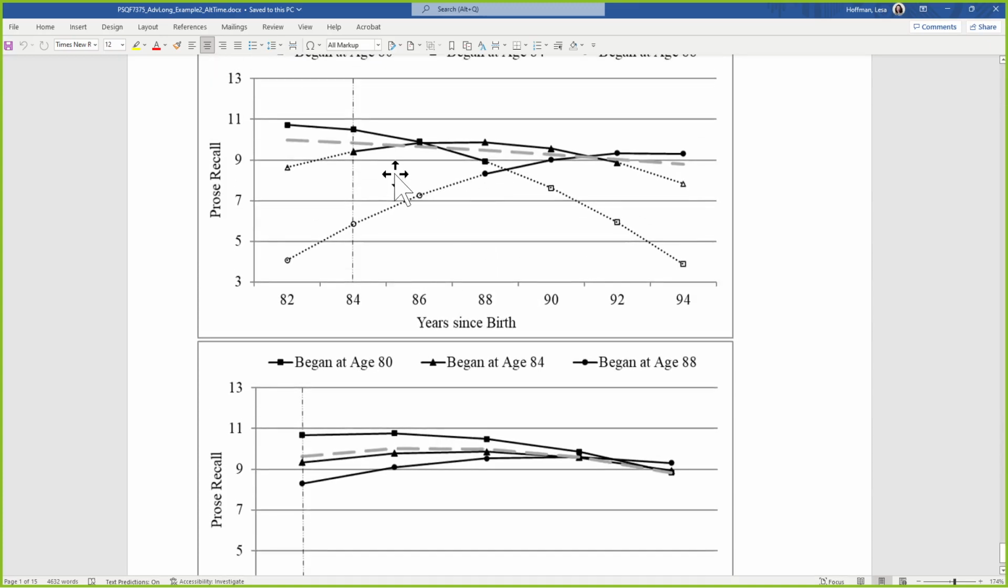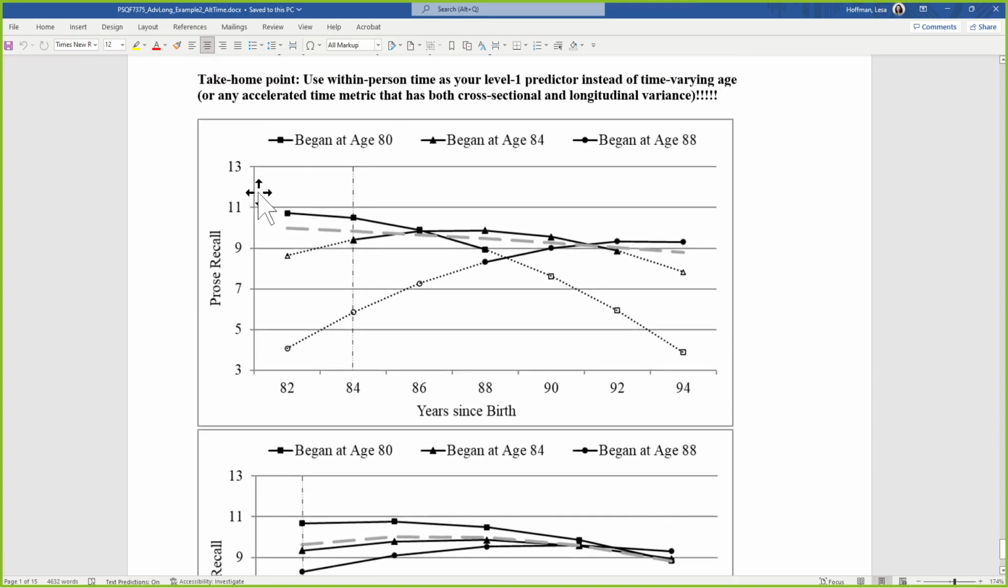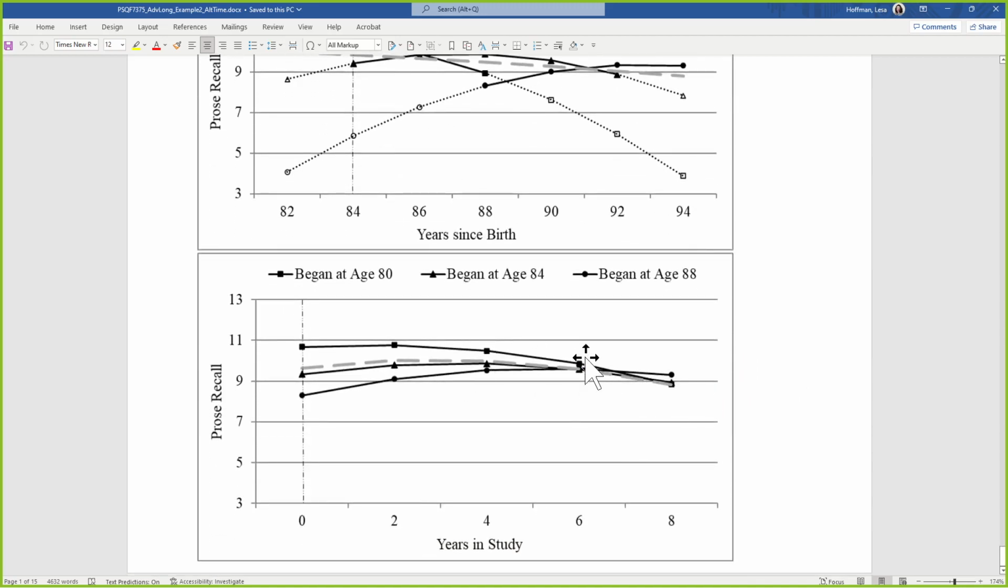The top picture is trying to align different people onto the same trajectory, but the results say it isn't working. These are what you actually get, and it is not working. Whereas the bottom is not trying to do that. It's just representing the purely within-person information.